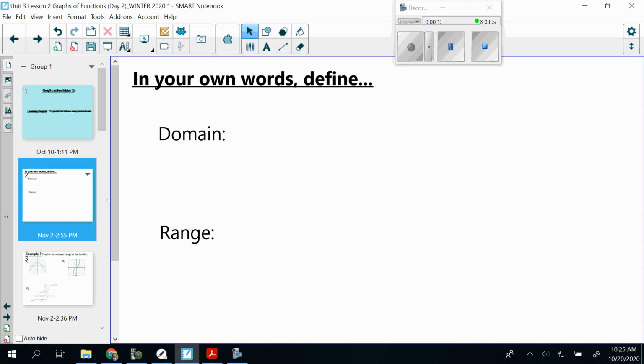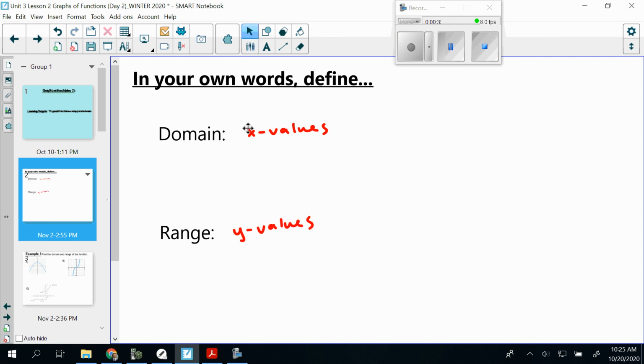In your own words, think of what those mean. So pause the video, think through that and see what you got. All right, hopefully you came up with at least some of these words here. Domain, that's your x values, whereas range, that's going to be your y values.